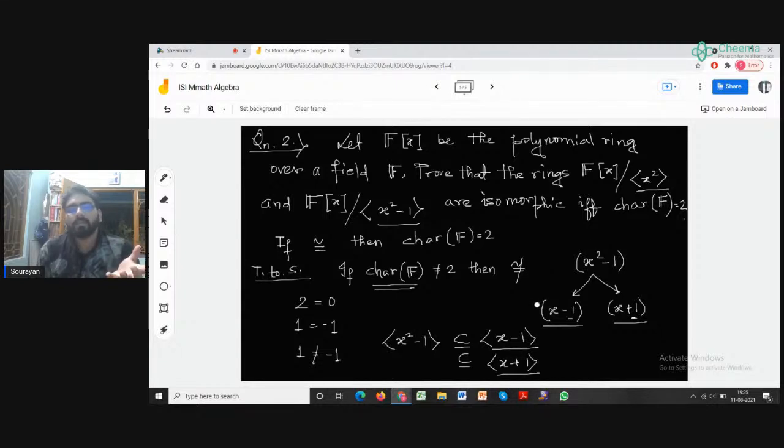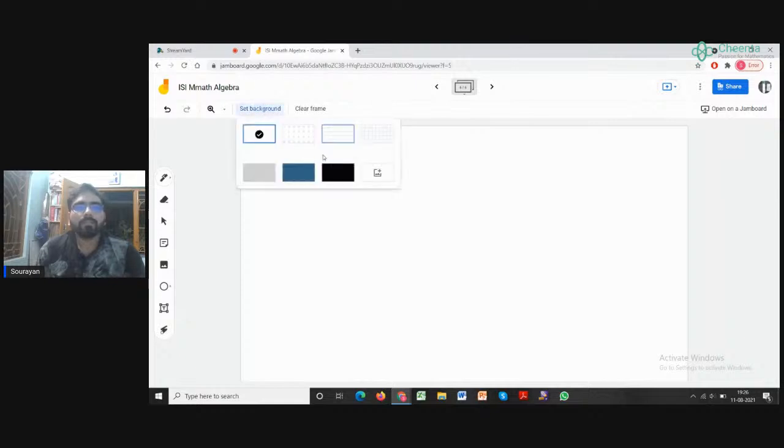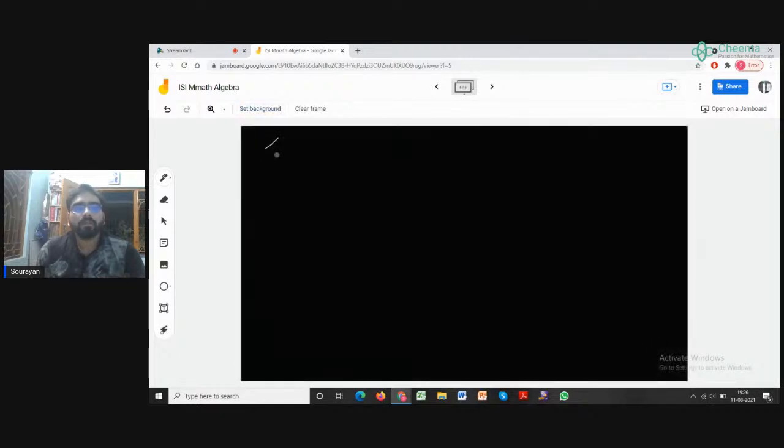Okay, because if you take F[x] modulo these ideals, it is isomorphic to the field F. Now the fact is that the ideal (x^2), the only maximal ideal that contains (x^2) is the ideal (x). So if you take the ideal generated by x^2, this is only contained in the ideal generated by x.